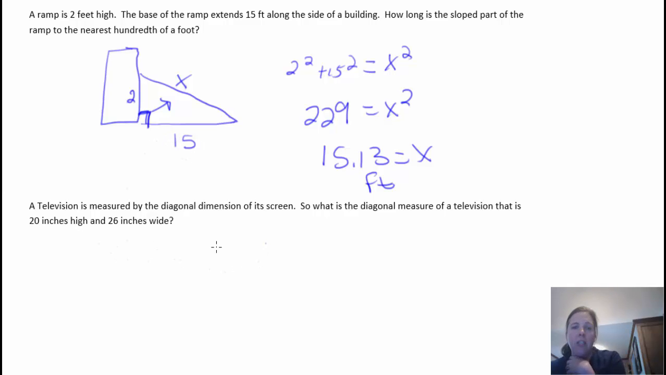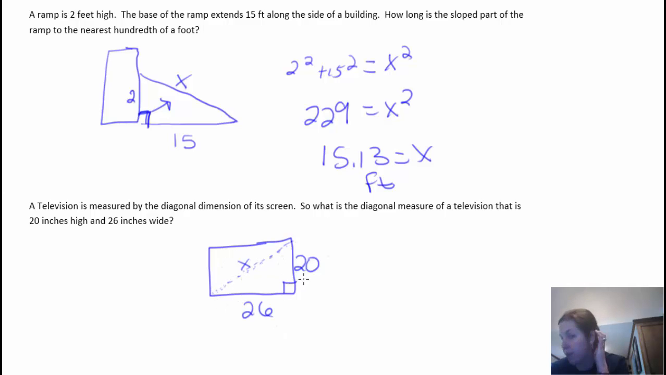So a television, so here's our television, is measured by the diagonal. Did you guys know that? If it says 32 inches or 64 inches or whatever, that's the diagonal. So what is the diagonal measure of a television that is 20 inches high and 26 inches wide? Okay, so you've just taken this rectangle, we're splitting it in half, we're assuming that the TV has 90-degree angles there. So again, we don't have the hypotenuse.